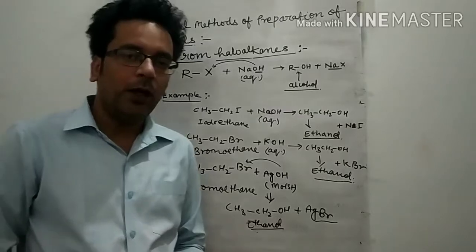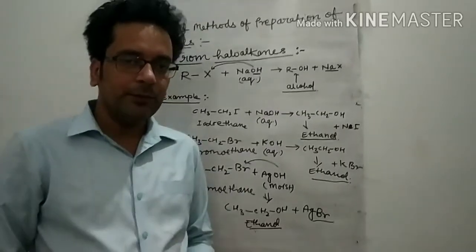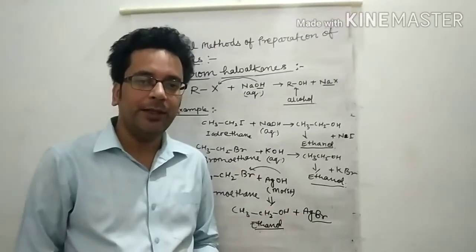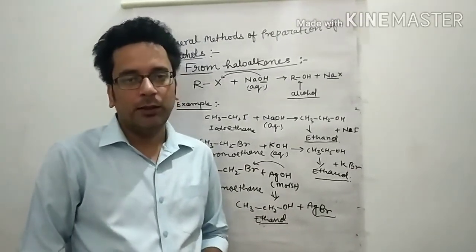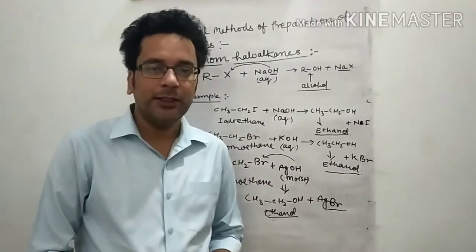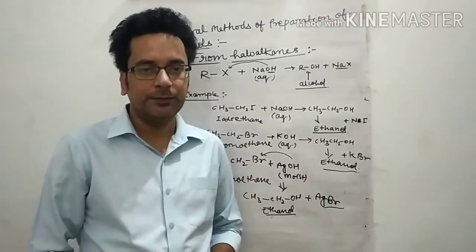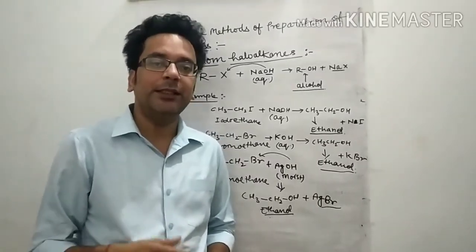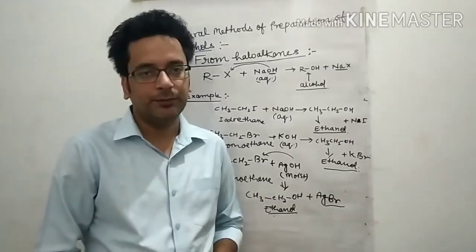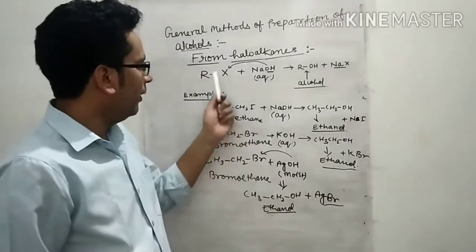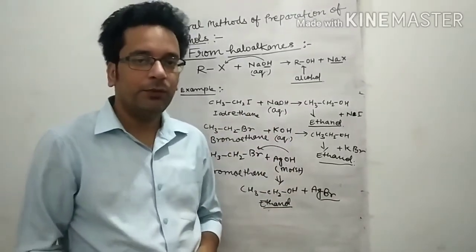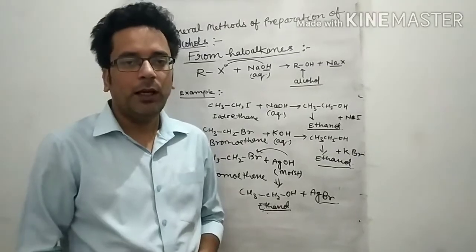Now in this method we can also prepare alcohol. When we take a primary alkyl halide, there is formation of primary alcohol. But when we take a secondary alkyl halide, there is formation of alcohol plus alkene. When we take a tertiary alkyl halide, there is formation of only alkene. So from haloalkanes, we can prepare alcohols.